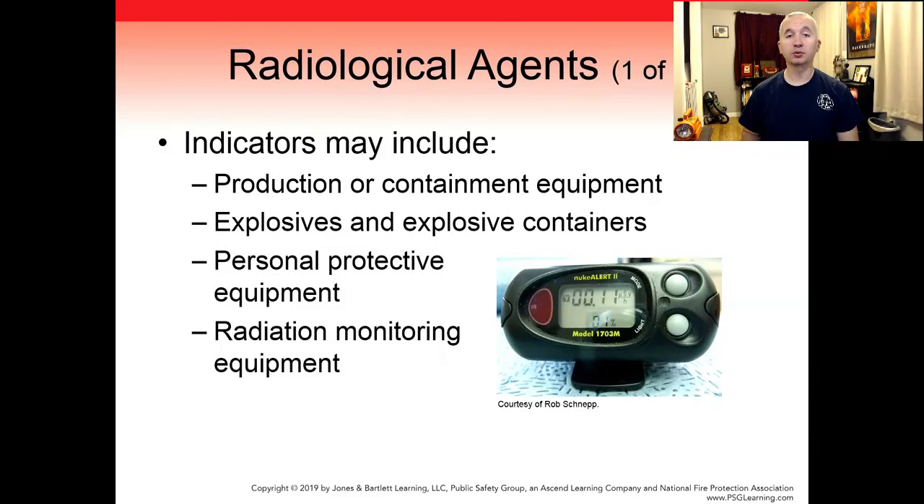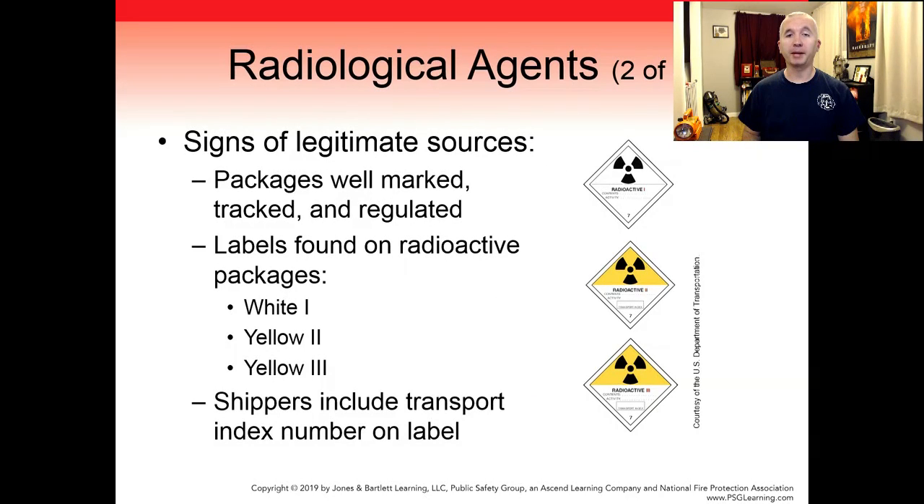When responding to radiological agent calls, signs of legitimate sources are packages that are well marked, tracked, and regulated. Three varieties of labels are found on radioactive packages: White 1, Yellow 2, and Yellow 3. Shippers include a transport index number on the label.